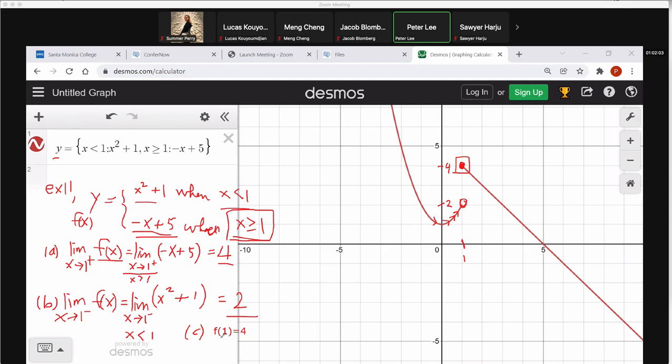And so, when you evaluate f of 1, we have to use the second branch because x is equal to 1 right here. So plug in 1 right here, and then we get 4. So the function value is 4. The right limit is also 4, but the left limit is 2. So this is the concept of the right limit, left limit.